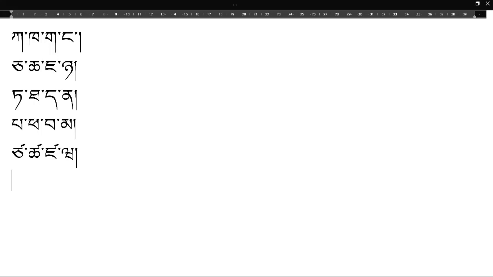Next row down, it's not as regular, the pattern now anymore. So we have sha, sa, wa, ya. Then we have ra, la, sha, sa, and then finally ha and a.